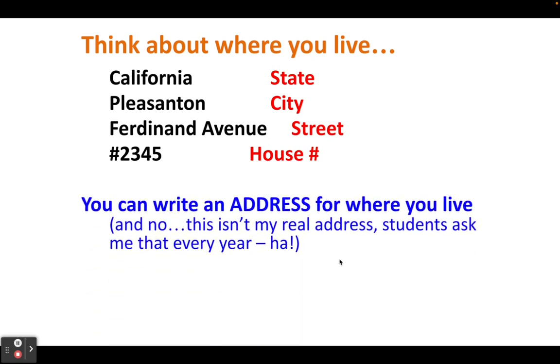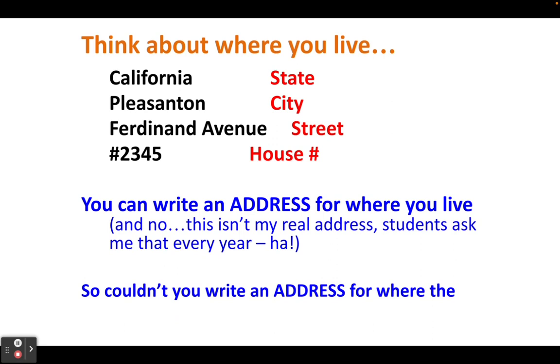So you can write an address of where you live. And in the same way, you can write an address of where a particular electron is in the atom. Couldn't you write an address for where the electrons are in the atom? And yes, you can.